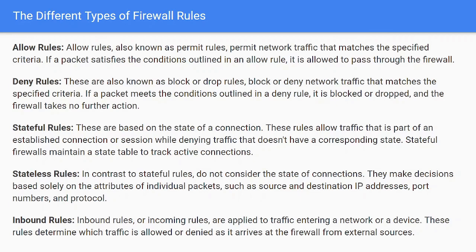So the next one is the stateful rule. These are based on the state of the connection. These rules allow traffic that is part of an established connection or session, while denying traffic that doesn't have a corresponding state. Basically, the stateful rule is a type of firewall rule that keeps track of the connection that is currently ongoing, and then gives permission to particular traffic or packets that are still part of that connection.